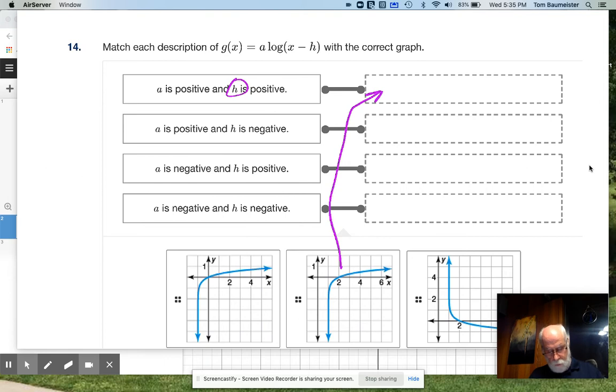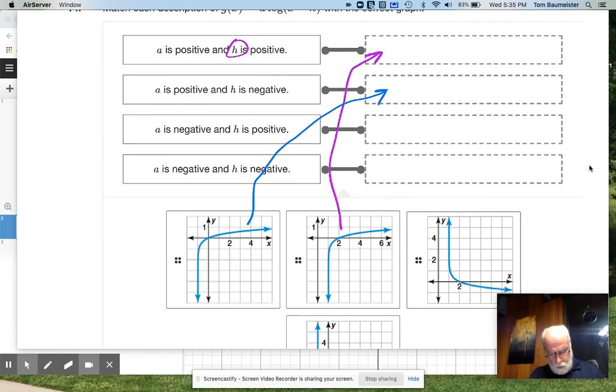This one right here would be the next one because it's following the same pattern. Let's see. This one right here would be right here. So that means that the last one has to be this one here. And that goes there.